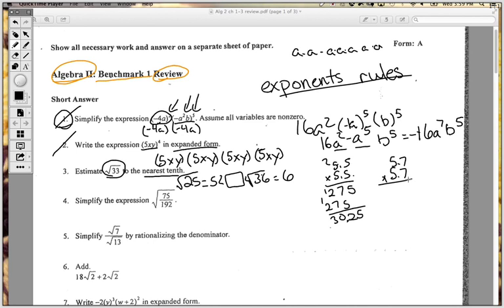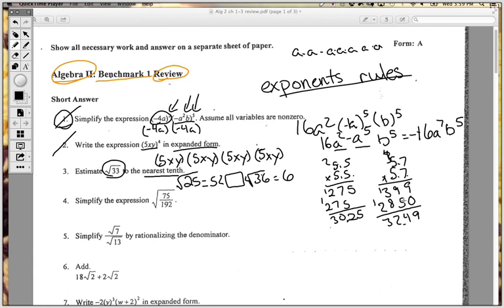So if I were to multiply this, let's see what I get. 7 times 7 is 49. 7 times 5 is 35 plus 4 is 39. And then I got 5 times 57 here. So we got 5 times 7 is 35. Carry that 3. 5 times 5 plus 3 is 25 plus 3 is 28. And let's see what we're going to get. So I'm going to have 9. 9 plus 5 is 14. And 4 plus 8 is 12.